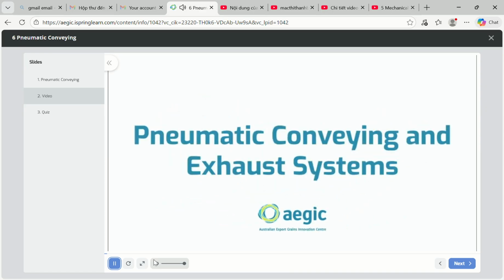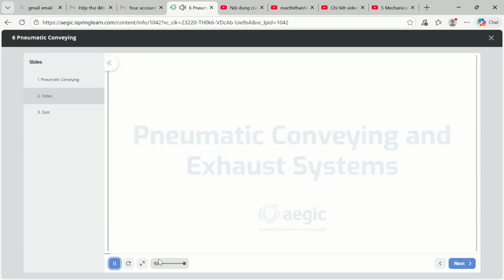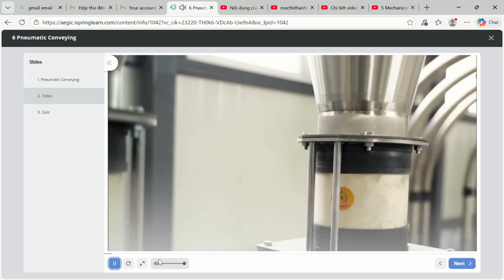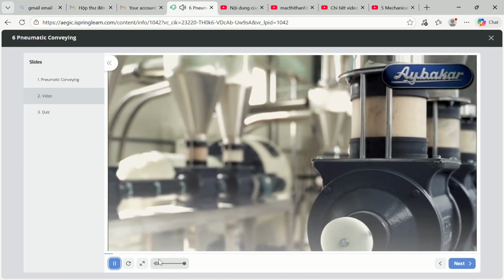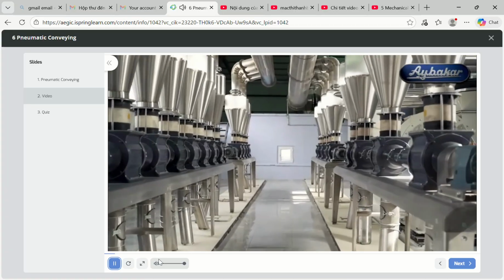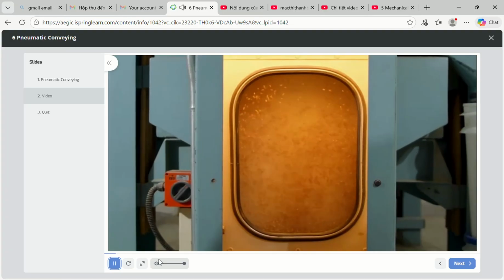Pneumatic conveying and exhaust systems. Many stocks in the milling process are pneumatically conveyed from one point to another. Additionally, many machines in a mill need to be exhausted by air to achieve their function.